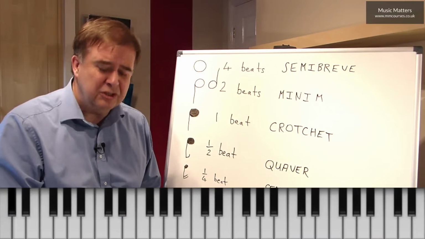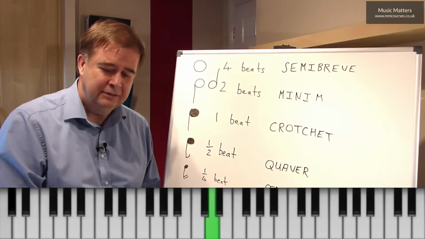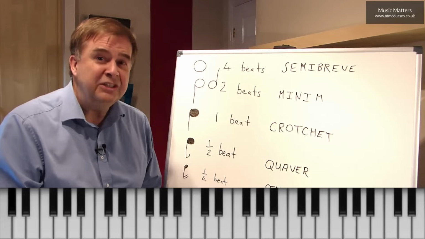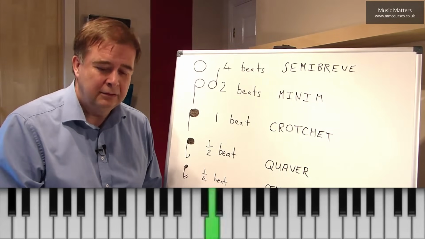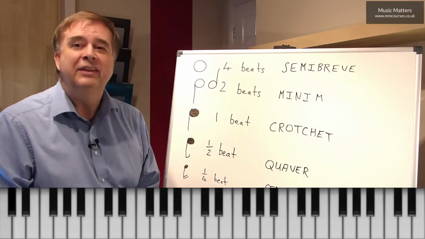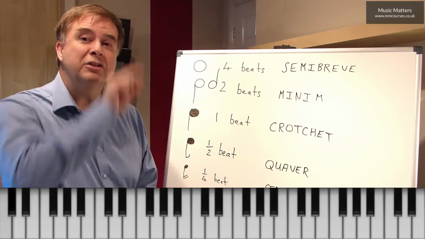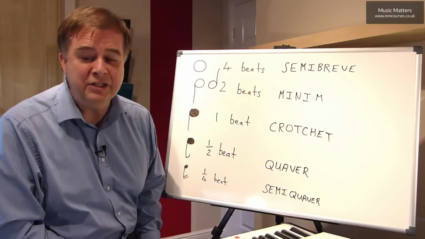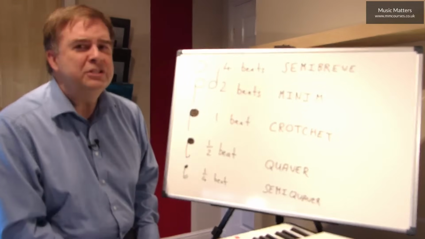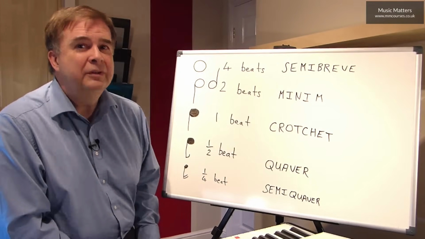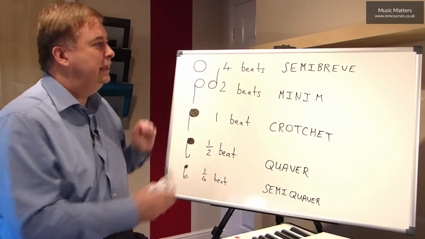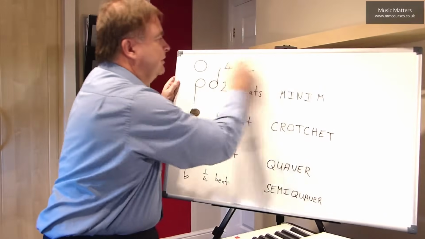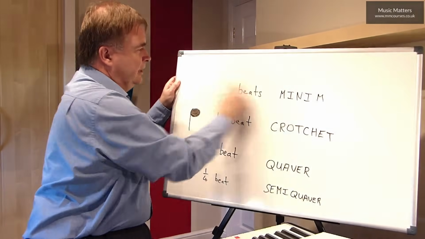If I play a group of notes smoothly, they sound like this. If I detach them, they sound like this. That's a staccato. So if you put a dot above or below a note, it's telling you to play staccato. However, if you put a dot after a note, it will affect the length of the note. So let's have a little think about what that really means.